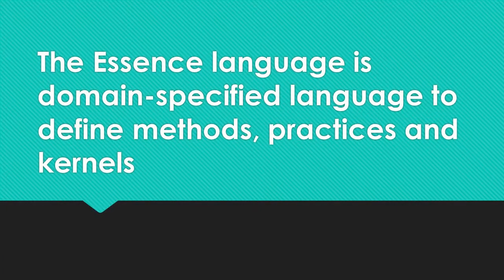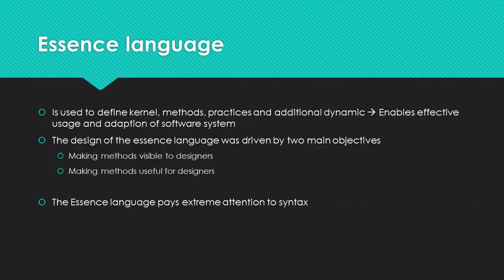The Essence language is a domain-specific language to define methods, practices, and kernels. Methods, practices, and the Essence kernel itself are defined using the Essence language. The language design was driven by two main objectives: making methods visible to developers and making methods useful to developers.